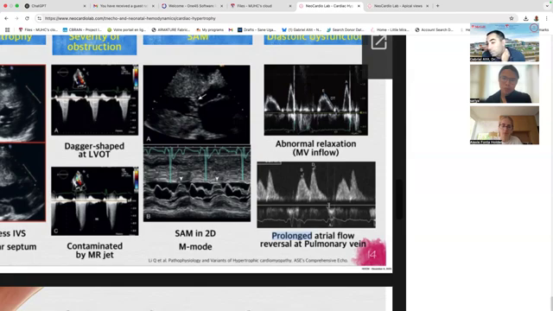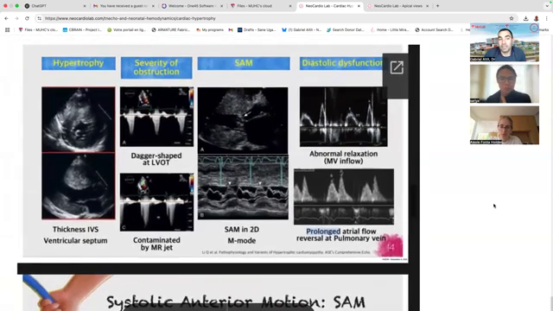But if your LA pressure is not high because you have a big ASD that's decompressing the LA, you're not going to see that. And your patient may still have very low output because everything is going inside the right atrium instead of going into the LV.